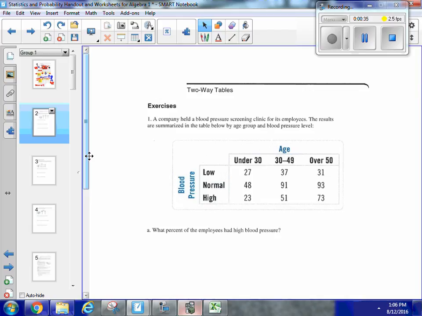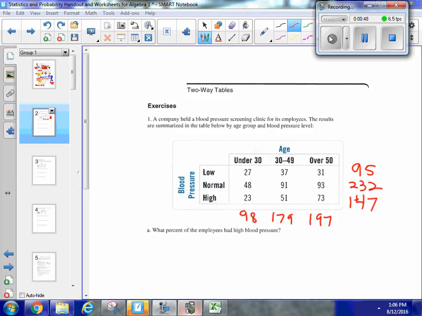So it is not uncommon for me to look at a table like this and immediately go to fill in the marginal frequencies, the numbers. So I did this, I did the addition on my calculator. And those are the numbers I got. I probably could have done them in my head. And when I added across and I added down, I got the total as being 474. So this company here held a blood pressure screening for its employees. So I know I have a total of 474 employees.